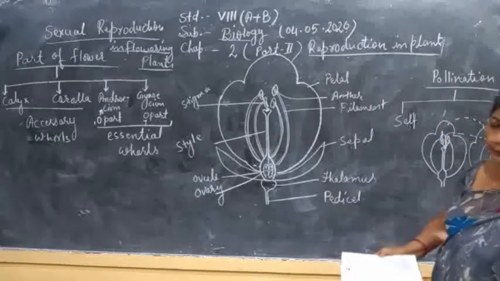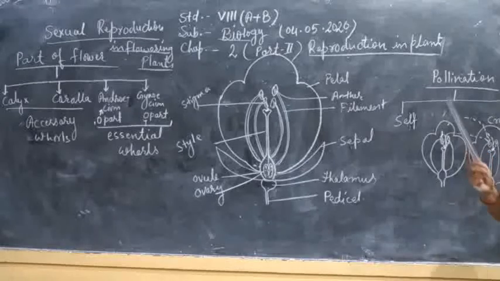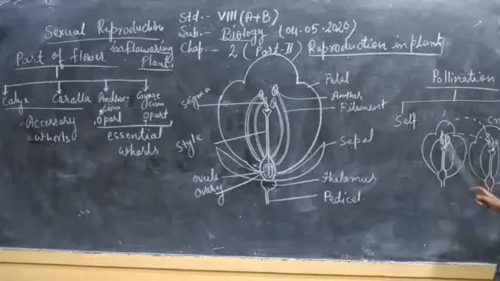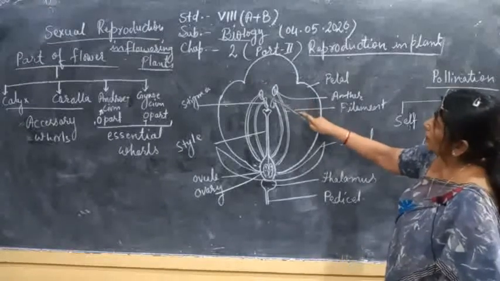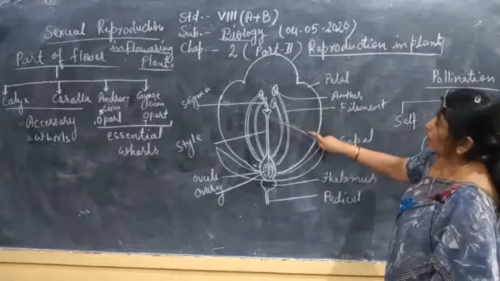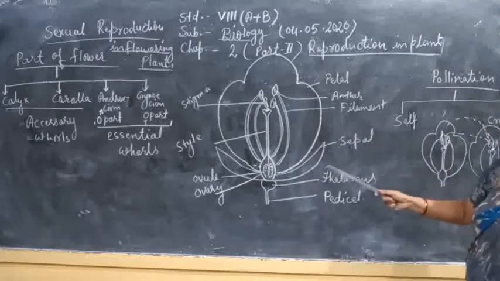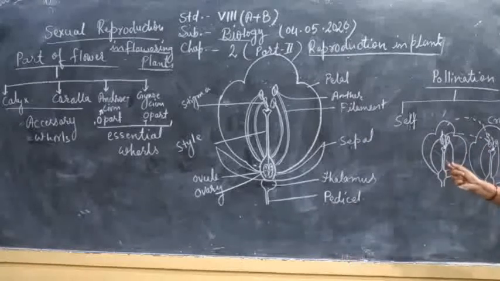Pollination. Transfer of pollen grain from the anther to the stigma of the same flower or another flower of the same plant is called pollination. It is of two types, self-pollination and cross-pollination.